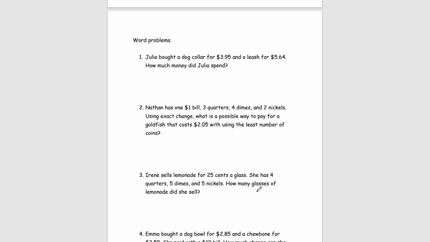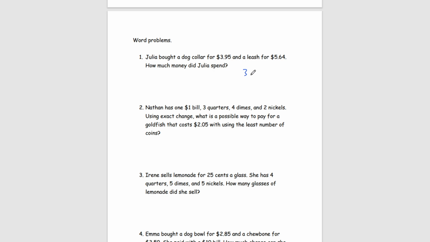Lastly, for our word problems, number 1, Julia bought a dog collar for $3.95 and a leash for $5.64. How much money did Julia spend? Instead of trying to find the total amount of money that Julia spent, all we have to do to this problem is add the dog collar and the leash together to get the total cost.